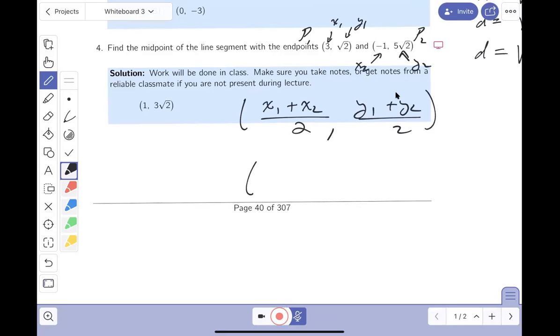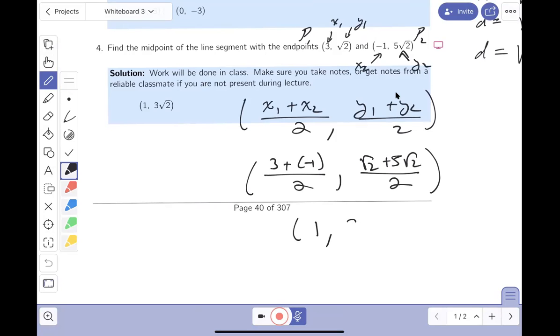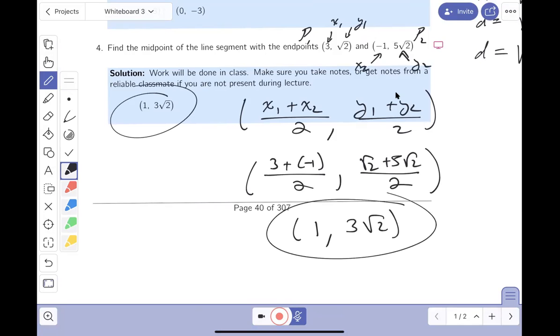Let's see if we can do that. What's X1 plus X2? I'll write it down for you. It would be 3 plus minus 1 over 2. And for the next one, you'd get root 2 plus 5 root 2 over 2. What does it give you? 3 plus minus 1 is 2, and 2 divided by 2 is 1. And root 2 plus 5 root 2 is 6 root 2, and 6 root 2 divided by 2 is 3 root 2. Fairly simple arithmetic. All right, let's go to the next page.